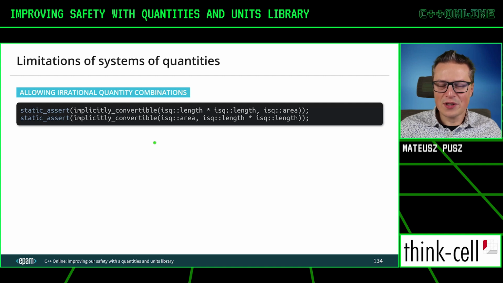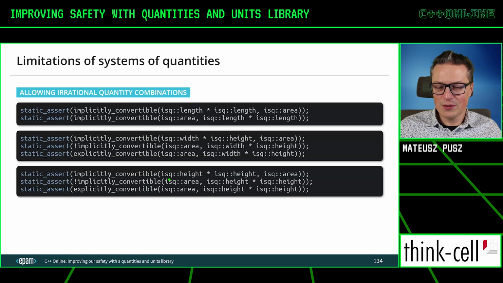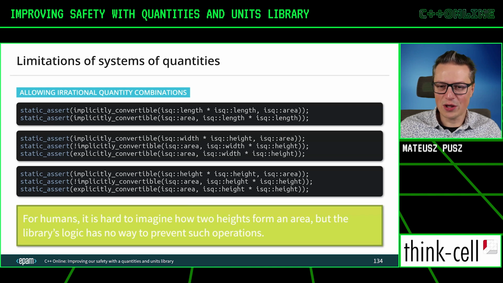Also, the library sometimes allows irrational quantity combinations, and we cannot prevent that, right? Everyone knows that length by length is an area. Width by height may be an area. You can imagine an area like this one. But the library will also allow something like height by height as an area, and we have really no way to prevent such incorrect operations. For humans, it is hard to imagine how we can construct an area from two heights, but the library doesn't care. It's a length, and two lengths is an area, right?